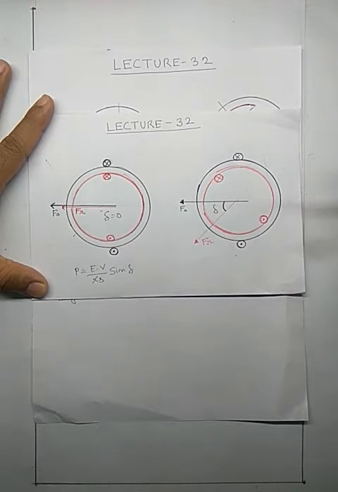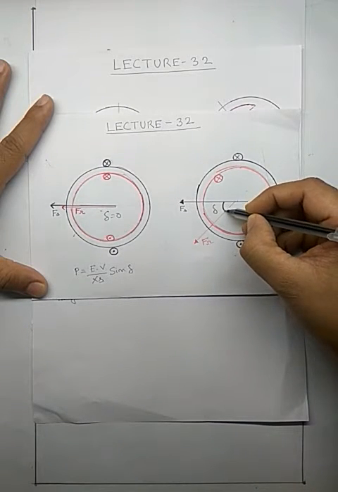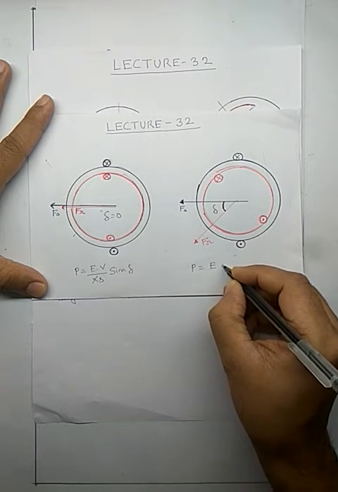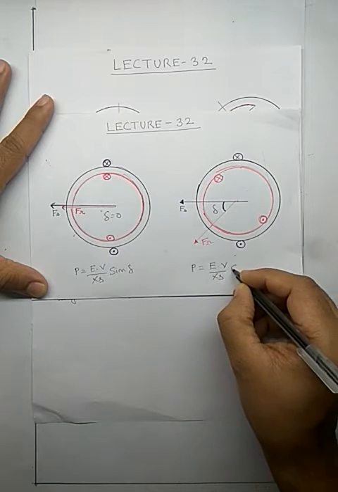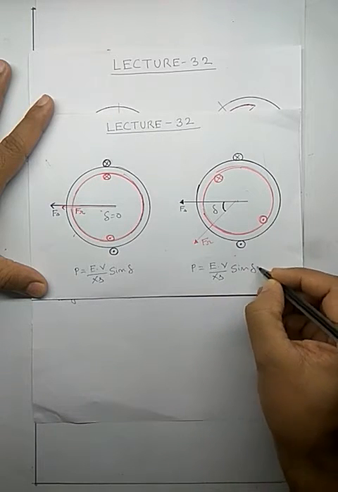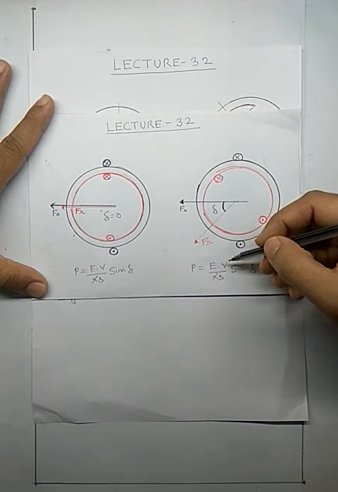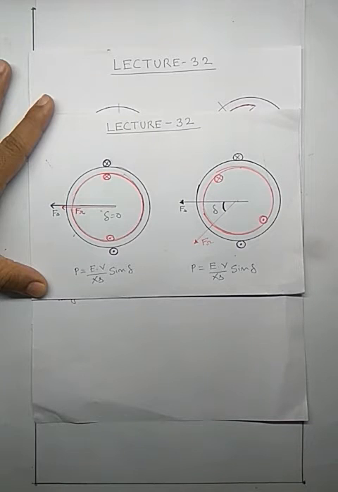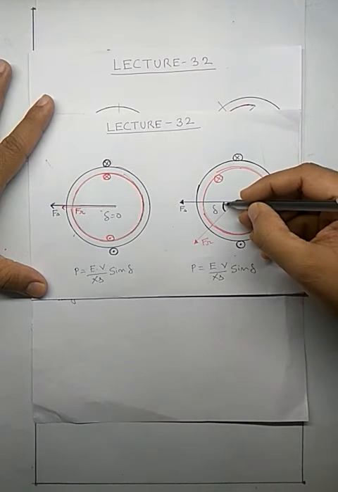That is, the machine is not supplying any load. Let's come here. Here there is a finite delta. So what does it mean? That here the power will not be 0. You have E into V by XS sin del. Since delta is not 0, assuming other parameters are not 0, there will be a finite power that will flow. So what I want to say is that as you vary the load on the machine, in case of a generator it will be electrical load, in case of a motor it will be mechanical load, this delta angle changes.